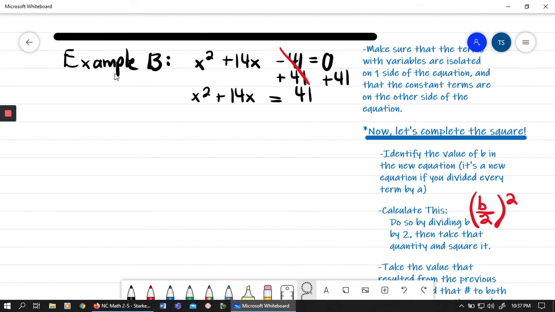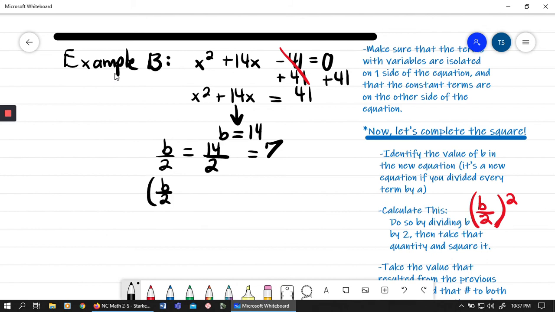Again, our b value here is 14. We're talking about the coefficient for the term that just has x in it, not the term that has x squared, but the coefficient for the term with x. So b is 14. We divide it by 2. 14 divided by 2 is 7. And then we square that. b divided by 2 squared is the same thing as 7 squared, which is 49.